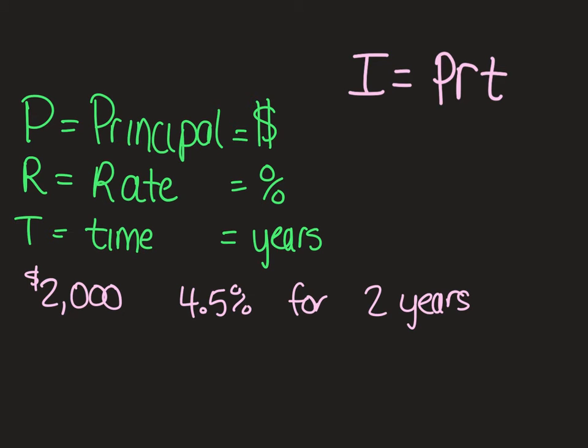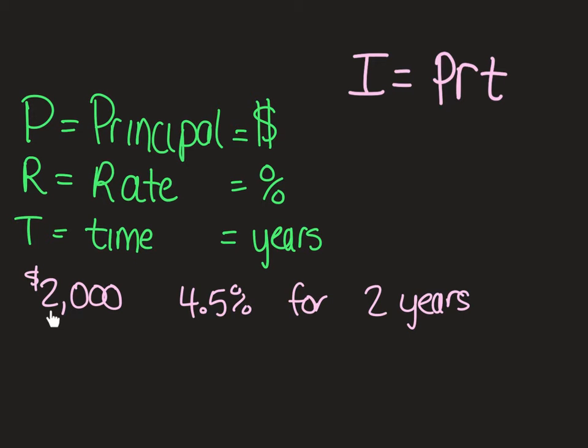All right, so I've written it out. P is principal, which is our money. R is rate, which is our percentage rate. T is time, which is how many years we're leaving it in there.